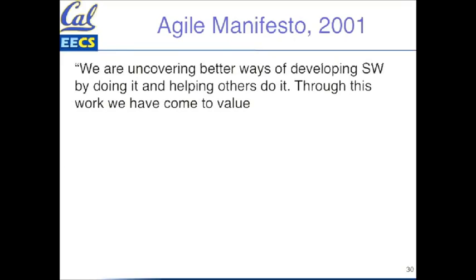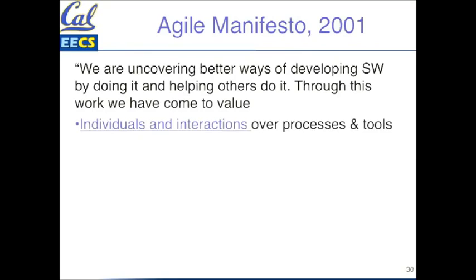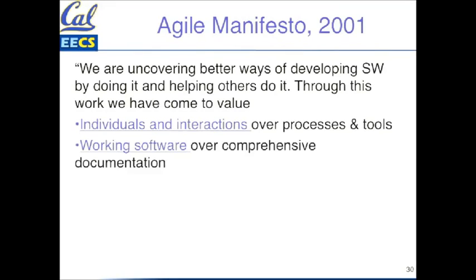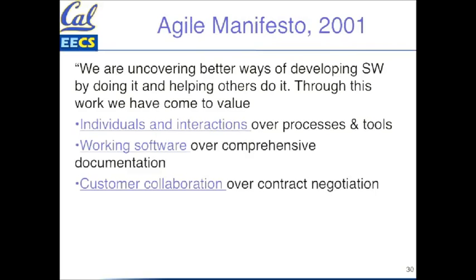We are uncovering better ways of developing software by doing it and helping others do it. Through this work, we have come to value, and they have four principles here: individuals and interactions over processes and tools, working software over comprehensive documentation. That's a dig against the waterfall model. Customer collaboration over contract negotiation. If the customers are going to change their mind, let's work with the customers. Let's not say the contract says you can't change it. We're going to work with the customer.